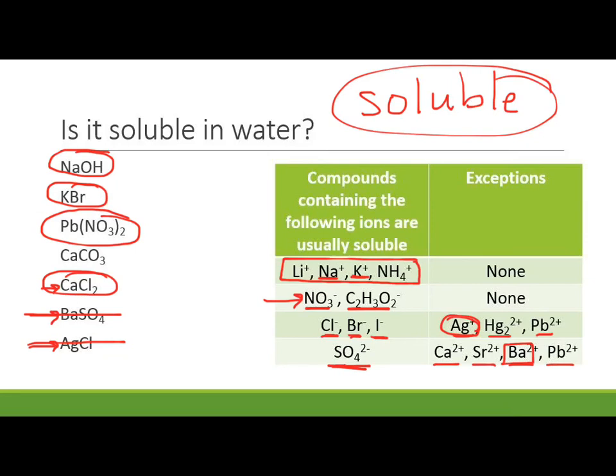All right, so what's this last one that we have here? The last one we have is calcium carbonate. Notice that calcium is not listed as one of our cations here, and carbonate's not listed as one of our anions here. Since neither the cation nor the anion is listed, we can assume that it will be insoluble. And in fact, calcium carbonate is limestone, so it's definitely insoluble.